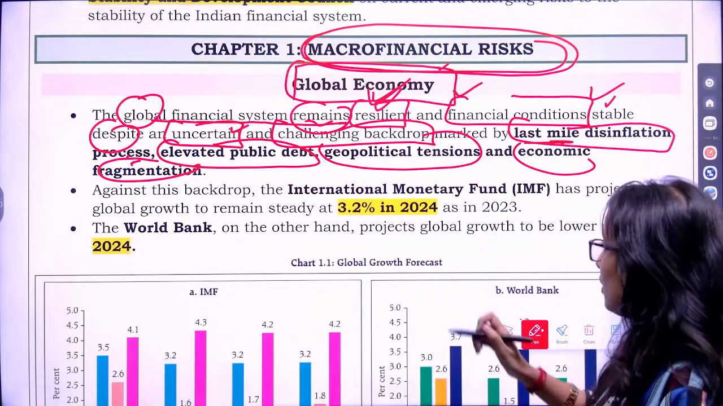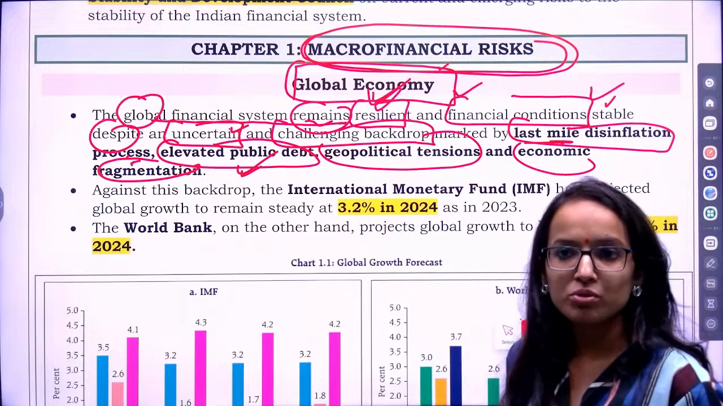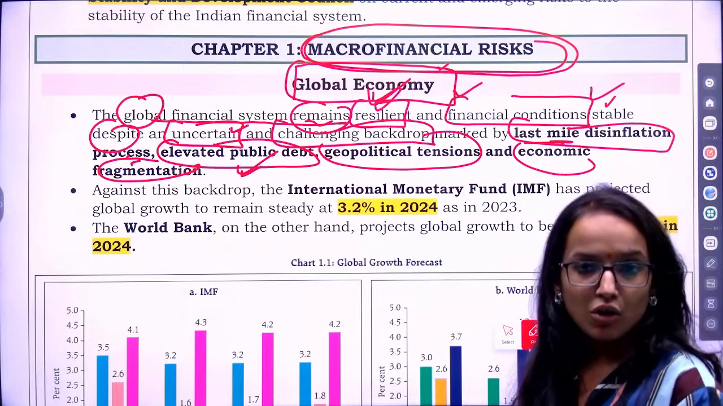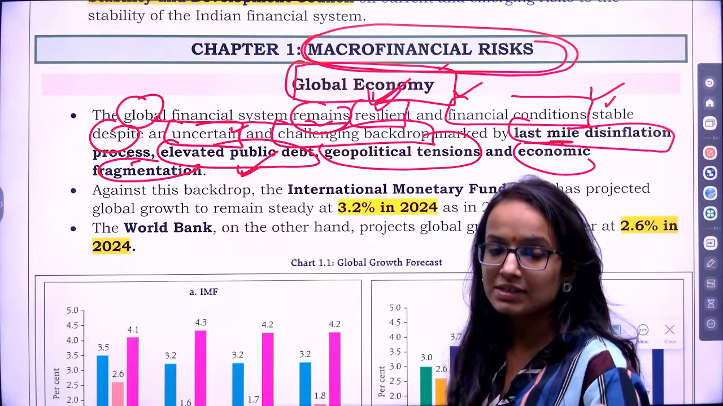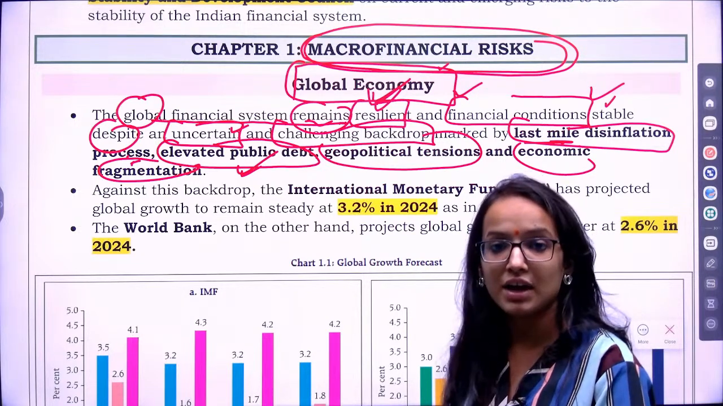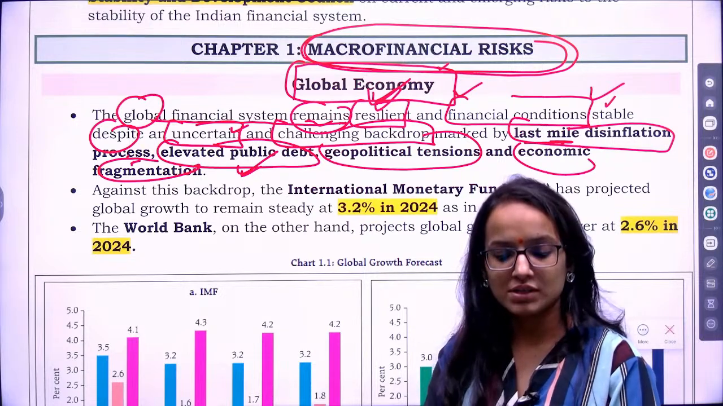All right. So this is the thing. Then elevated public debt. The next challenge which you have is elevated public debt. If you remember the RBI annual report classes, we have discussed that at the global level, public debt is very high and they have higher fiscal deficits as well. We have seen the example of USA. We have seen the example of China, isn't it?